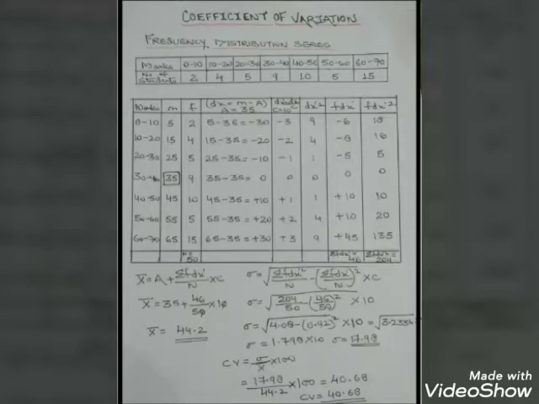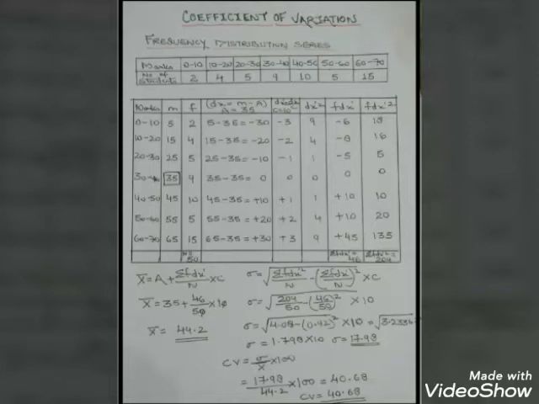Now the next thing is you need to multiply the frequency with the deviation. So if you see, your deviation is minus 3, children. Be very careful while you calculate over here. It's minus 3 and your first frequency is 2. So you will multiply this frequency with the deviation. 2 into minus 3, you get minus 6. 4 into minus 2, you get minus 8. 5 into minus 1, you get minus 5. 9 into 0 will be 0.